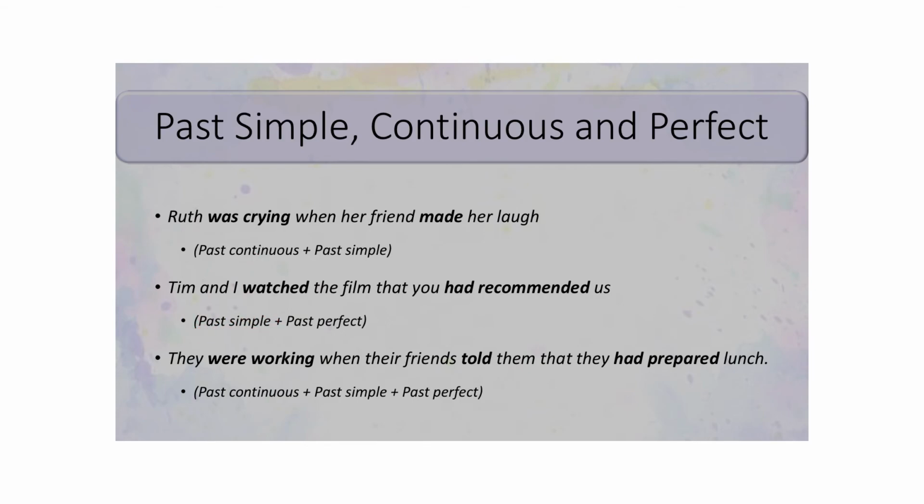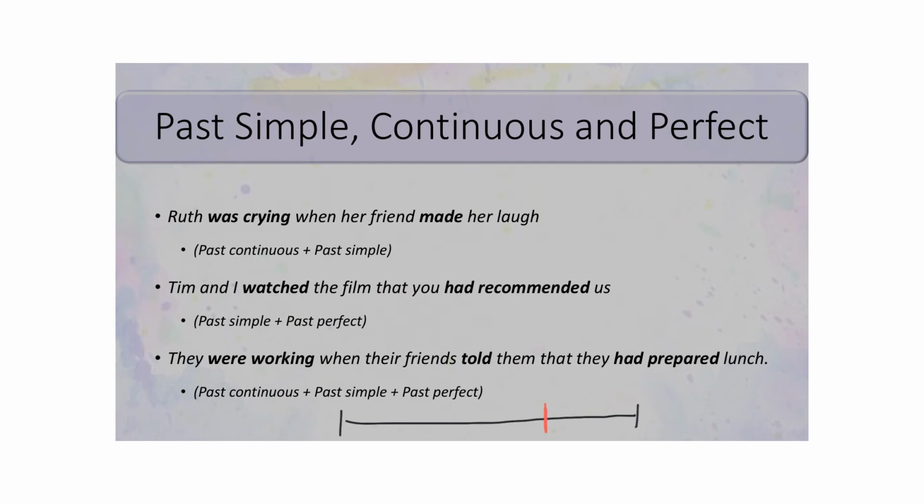And now here we have a sentence with all the tenses together. They were working when their friends told them that they had prepared lunch. Estaban trabajando cuando sus amigos les dijeron que habían preparado la comida. So, first of all, this action was in progress. This was something that was happening along a time. Okay? So, for example, during all that morning, they were working. At one point, their friends told them, interrupted them to tell them that they had prepared lunch.